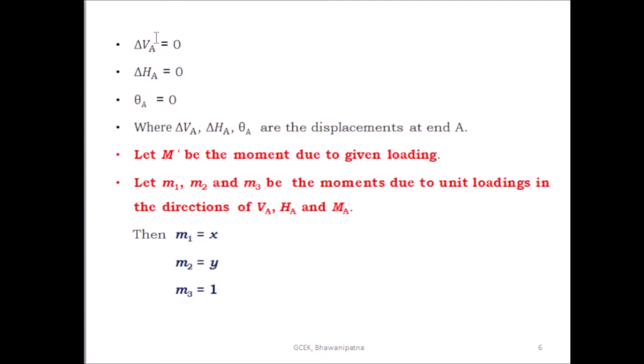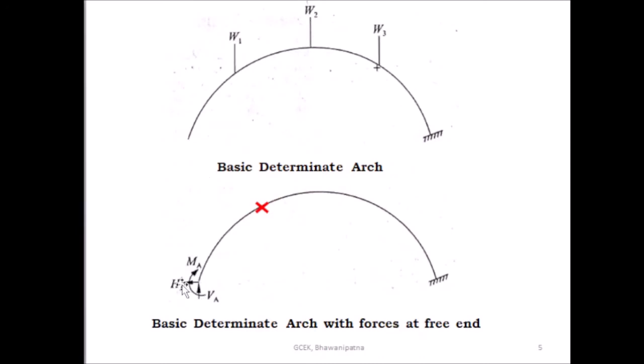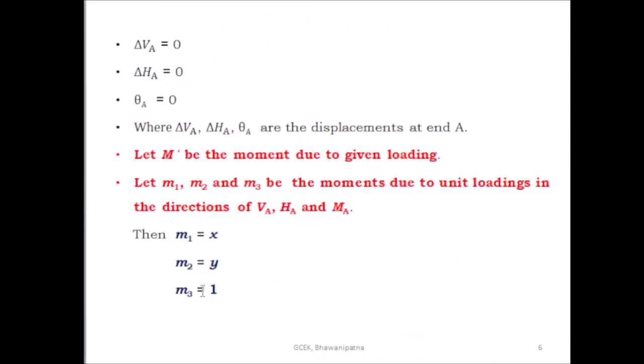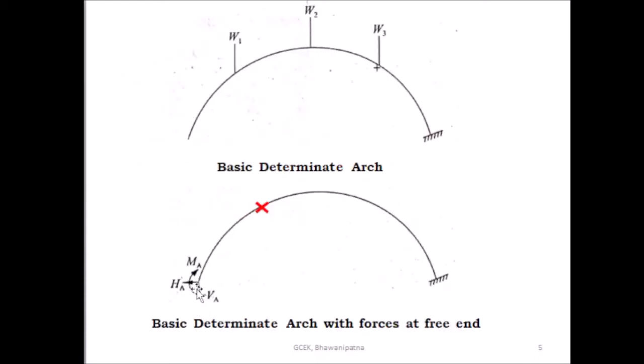But we know the net displacement at A is 0. The net vertical displacement at A, the horizontal displacement at A, and the rotation at A are equal to 0. Delta VA is equal to 0, delta HA is equal to 0, and theta A is equal to 0, where delta VA, delta HA, theta A are the displacements at end A. Delta VA is the vertical displacement at end A, delta HA is the horizontal displacement at A, and theta A is the rotational displacement at A.